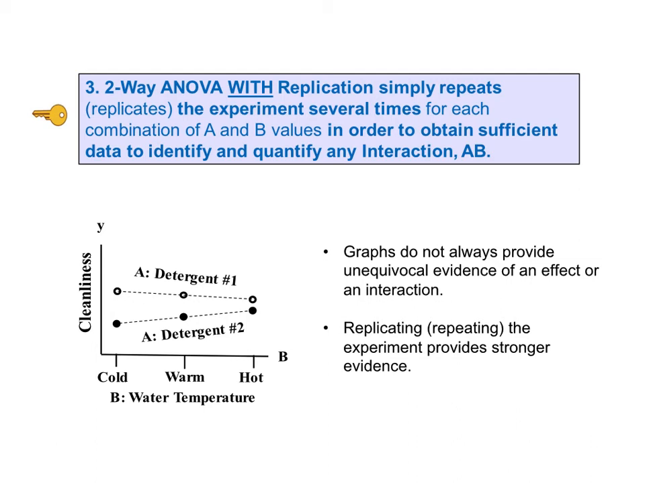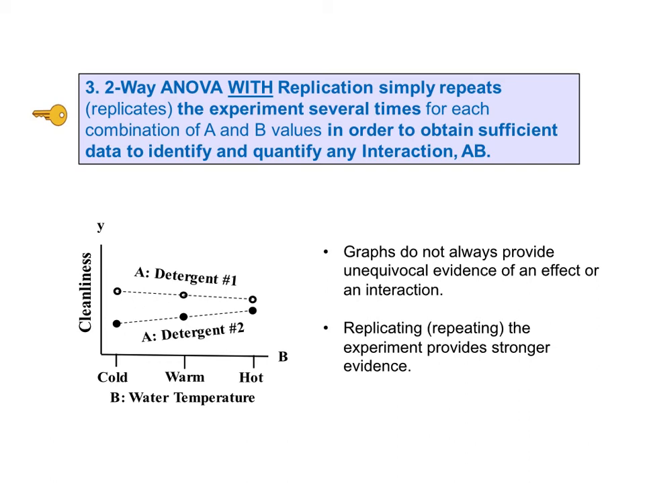Suppose we perform tests which produce this graph. The lines are somewhat separated, but are they separated enough for us to say that factor A, detergent, has a statistically significant effect? The lines are slanted, indicating that factor B, water temperature, has an effect, but is it a statistically significant effect? Now, the two lines don't cross, but if extended, they would. Does this indicate a statistically significant interaction?